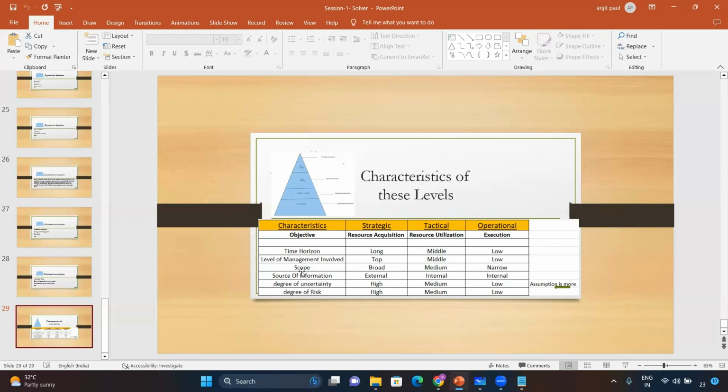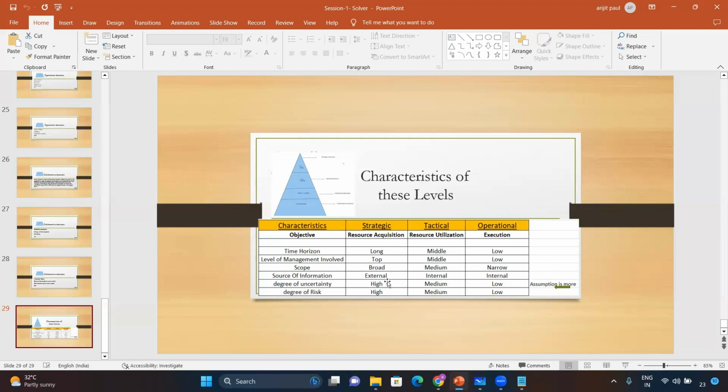Level of management involvement. The level of management involved for strategic is top. Top level management generally takes the decisions under strategic. For tactical, that is medium or the middle. For operations, that is low. Now scope. For strategic, the scope is very broad. For tactical, that is medium. For operational, that is narrow. Scope of information. For strategic, that is external. Tactical, internal. And operational, internal.